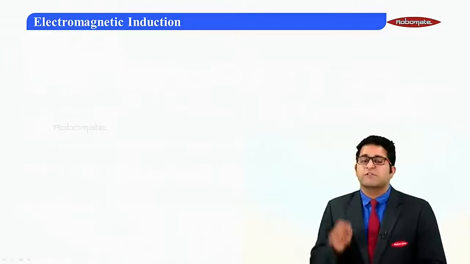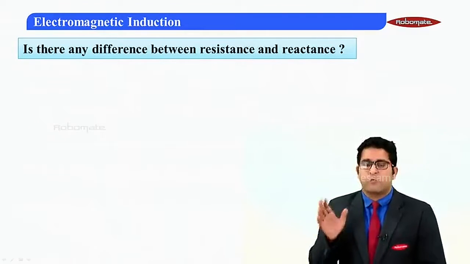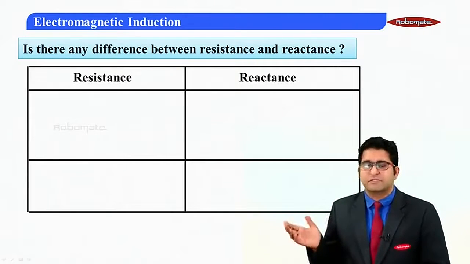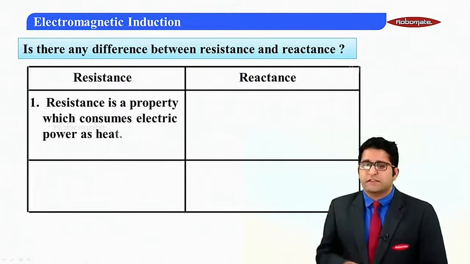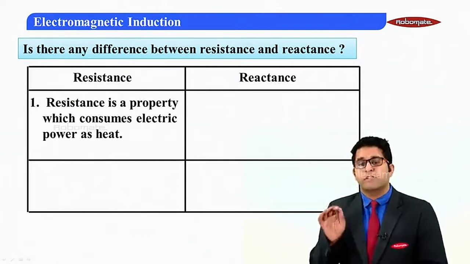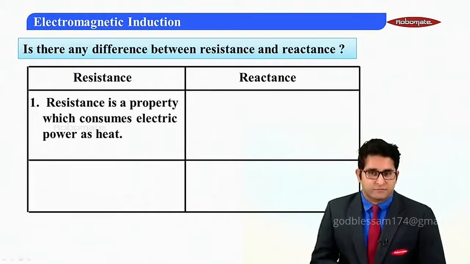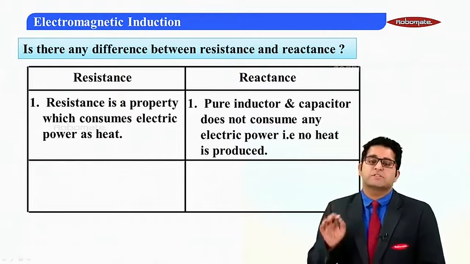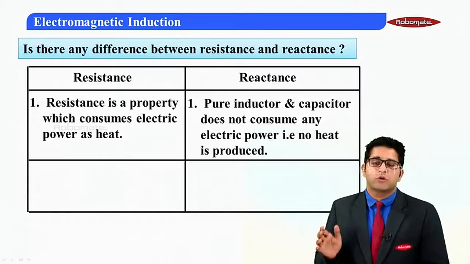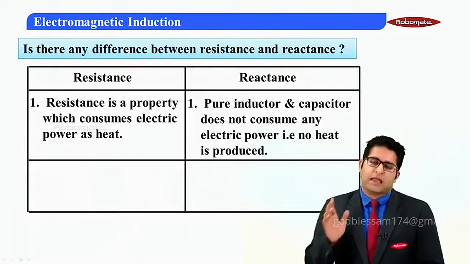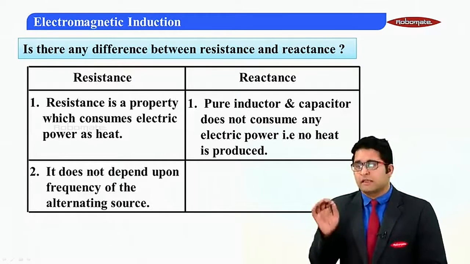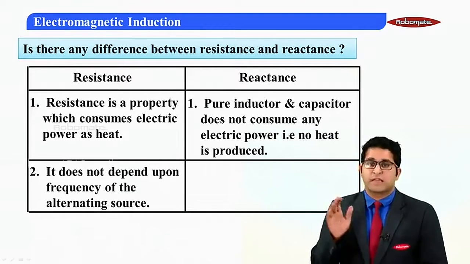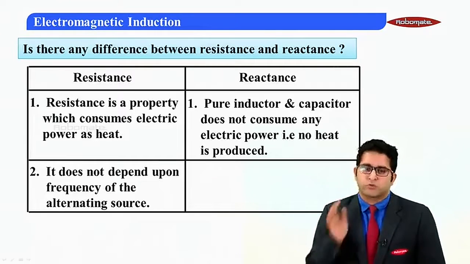Now students, is there any difference between resistance and reactance? Let us see the differences. On the left hand side we'll have resistance, on the right hand side reactance. Resistance is that property which consumes electric power as heat. The reactance of a pure inductor or capacitor does not consume any electric power, that is, no heat is produced in a pure inductor or a pure capacitor. Second point, the resistance of a circuit does not depend upon the frequency of an alternating source. It is constant for any voltage source.